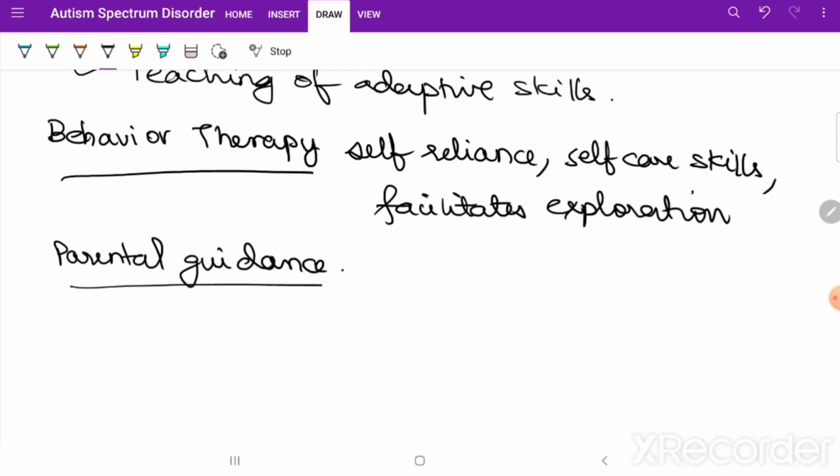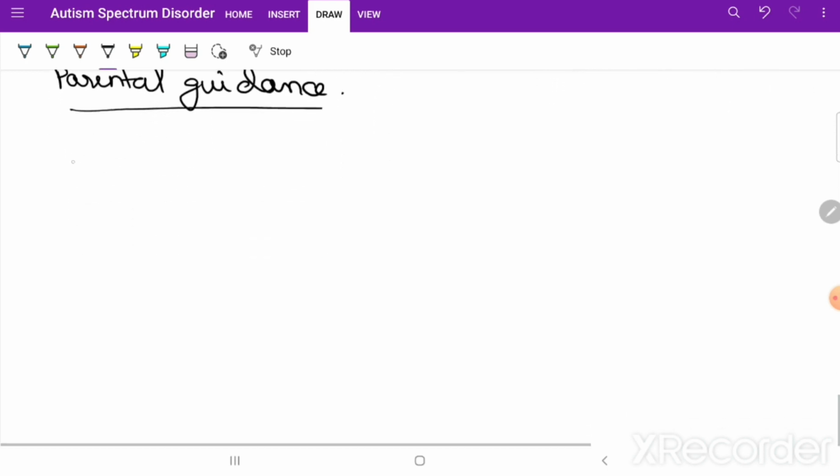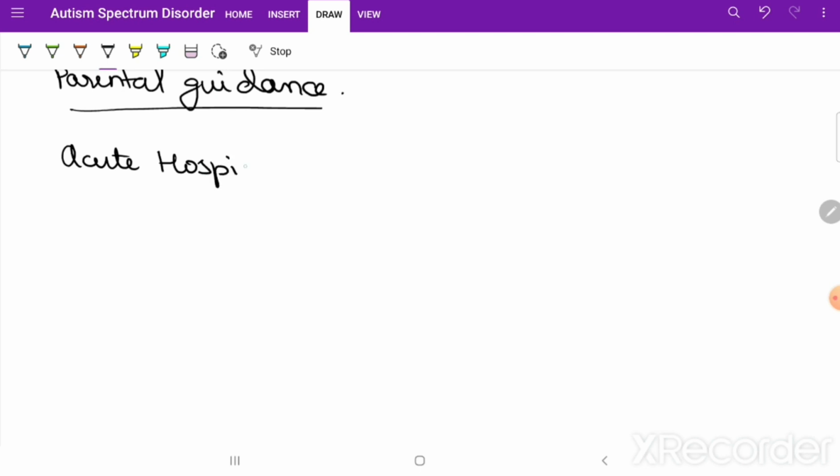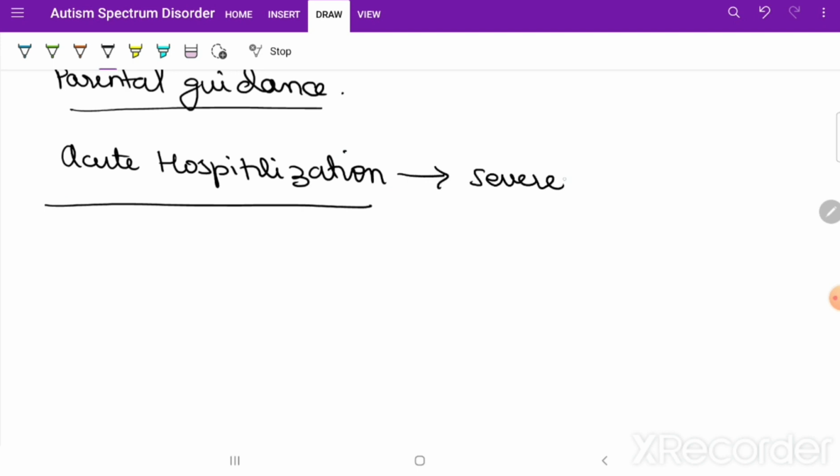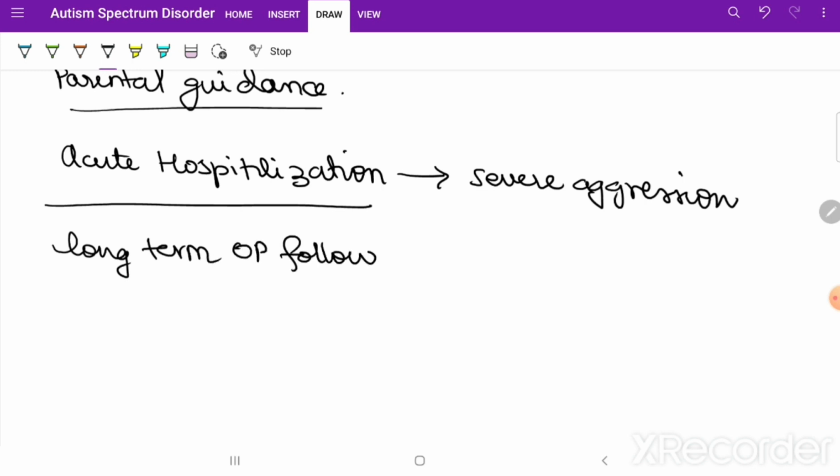Then acute hospitalization. I'll just mention one line about it: acute hospitalization or long-term residential treatment may be required in cases of severe aggression. Severe aggression, you have to go for acute hospitalization or sometimes long-term residential treatment. And long-term outpatient follow-up is required for a child with ASD.